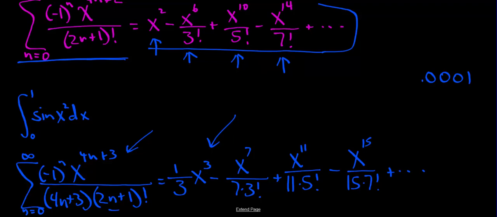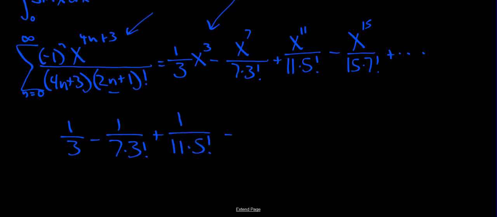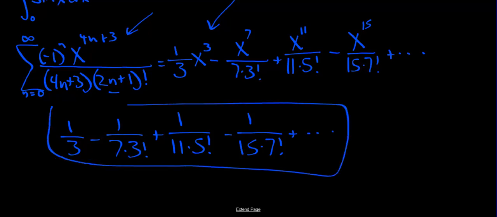Now, I'm going to use the fundamental theorem of calculus. I'm going to plug in a 1 and then subtract off plugging in a 0. Well, if I plug in a 1, look what you have. You just have 1/3 minus 1 over 7 times 3 factorial plus 1 over 11 times 5 factorial minus 1 over 15 times 7 factorial. Because notice, you plug in a 1 for the x, and then you subtract off plugging in a 0 for the x. Well, if I plug in a 0 for the x, all those terms are 0. So really, this is the alternating series that I'm looking at.